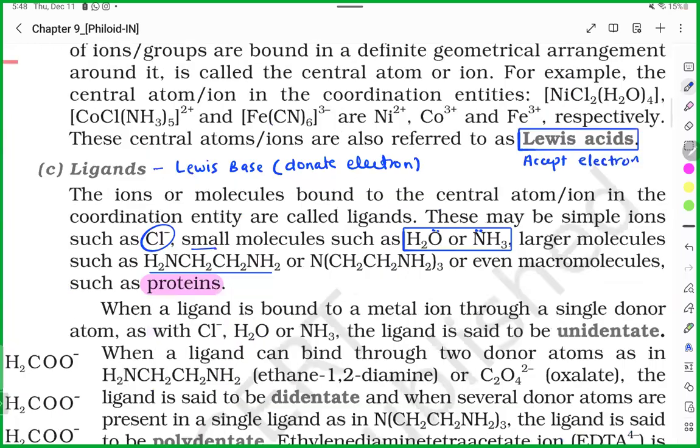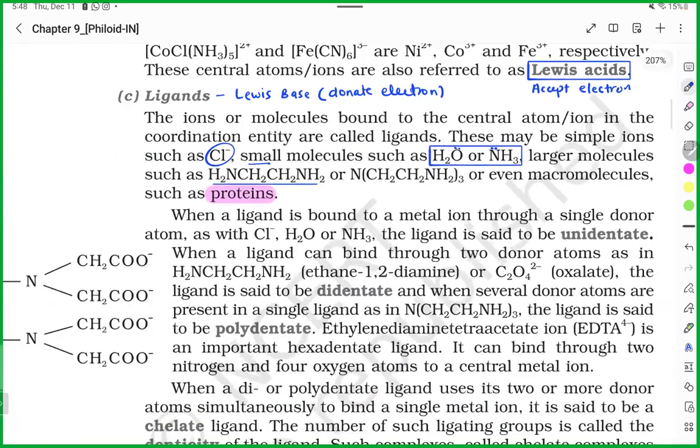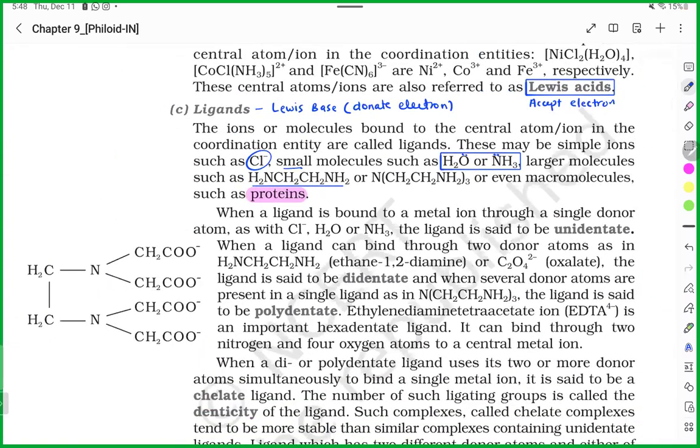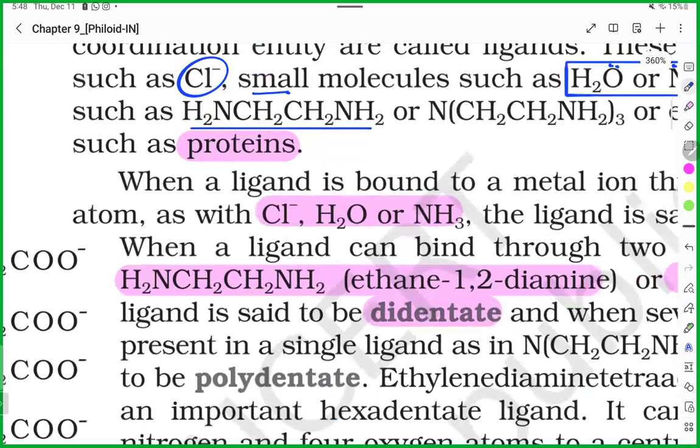Lewis base. This part is extremely important. We know ligands donate electrons. If you are donating only one electron pair, then it is a unidentate ligand. If you are donating two, bidentate, like this and this. See here, in case of ethane-1,2-diamine, nitrogen has one lone pair of electrons. This nitrogen also has one lone pair. So two nitrogens can donate electrons. That's why it is bidentate, two donating sites.